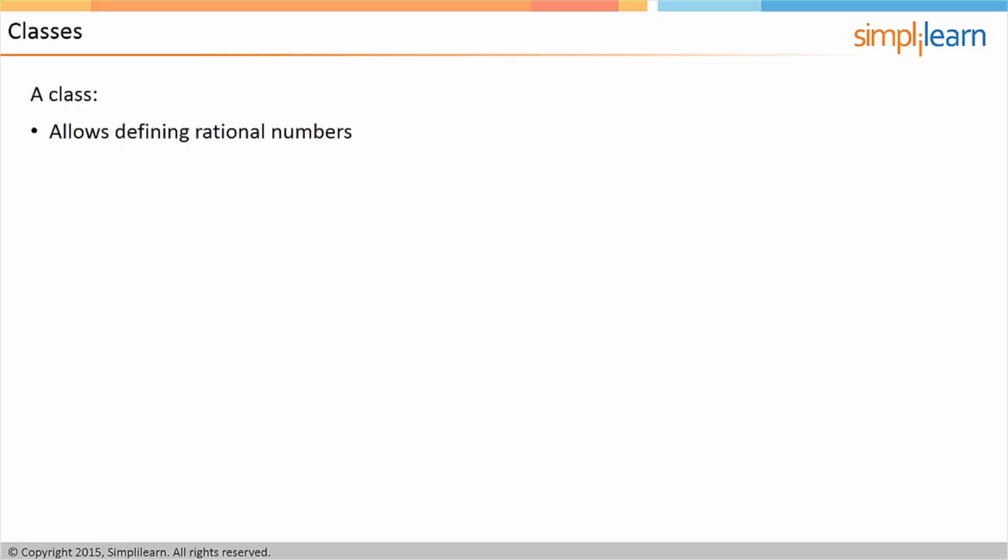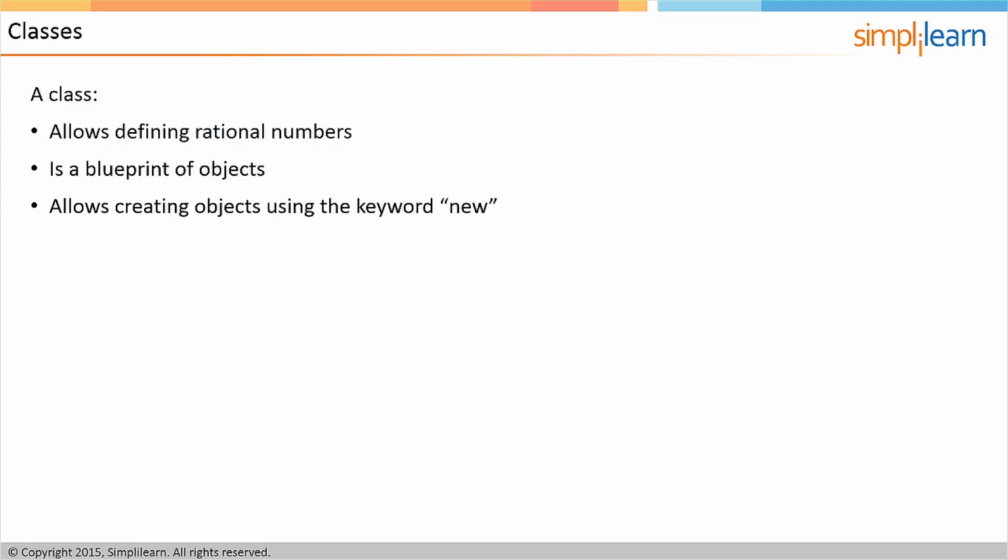Scala does not include built-in rational numbers. However, you can define them using a class. A class acts like a blueprint of objects. Once a class is defined, objects can be created from this blueprint using the keyword new.